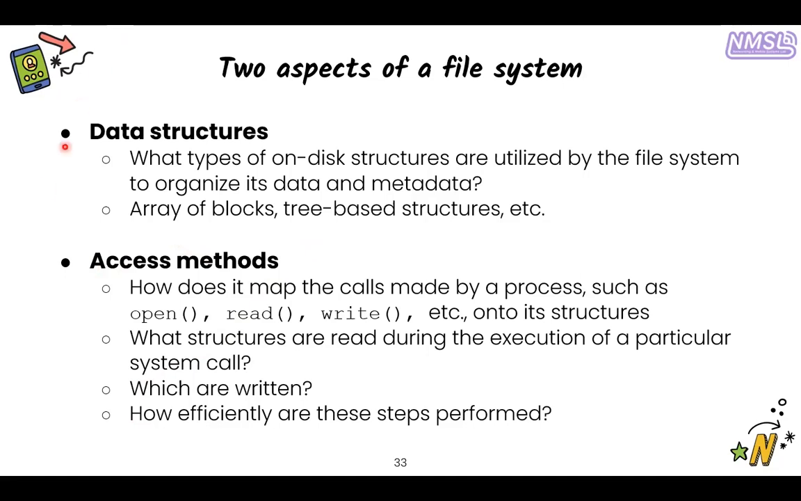The second part that we need to consider is the access methods. In other words, how does it map the calls made by a process such as open, read, write onto the structures? What structures are read during the execution of a particular system call? What are written, and how efficiently are these steps performed?